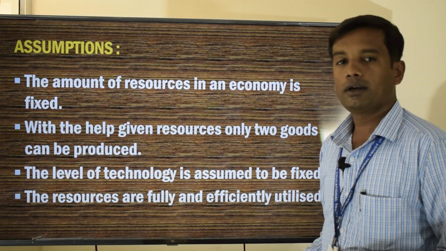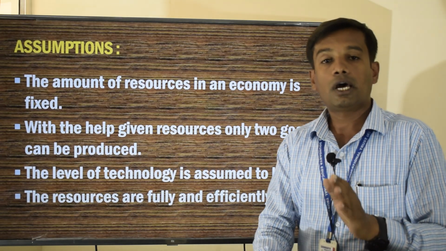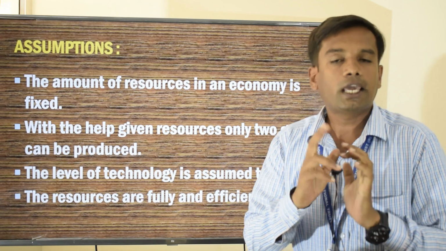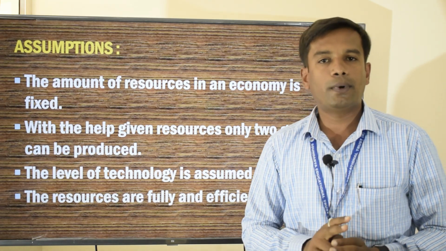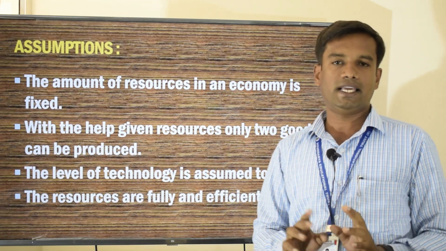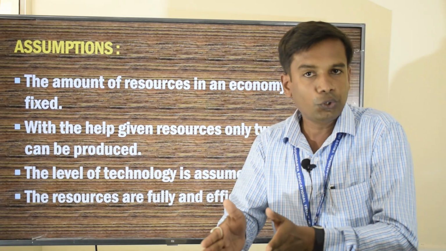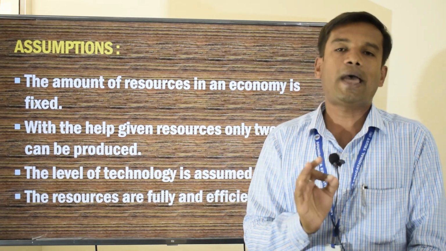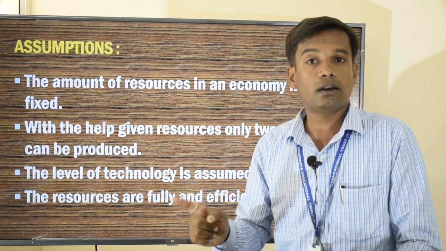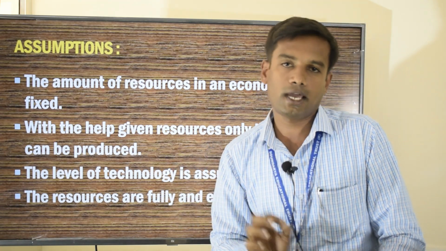Finally, fourth point, the resources are fully and efficiently utilized. I give an example. There are two people, person A and person B, both having 1 acre of land each. Now, person A produces 10 quintals of paddy in his 1 acre of land. Whereas person B produces 20 quintals of paddy in his same 1 acre of land.